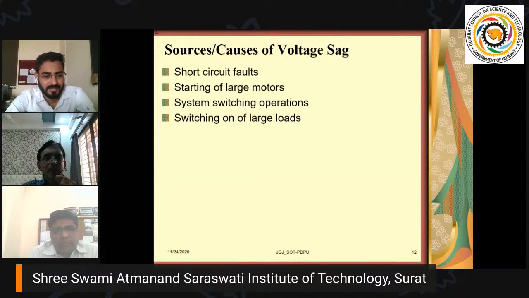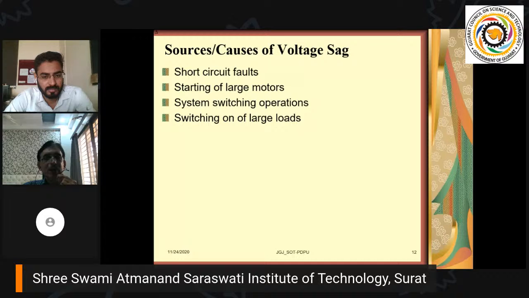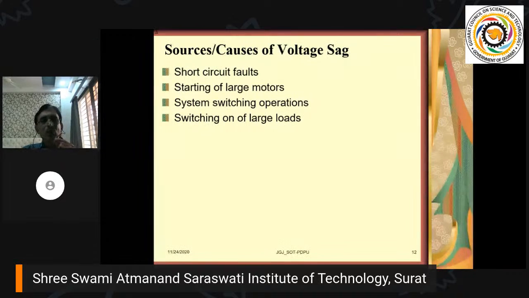You know that if any fault occurs, the voltage at the fault point will decrease, but the current will rise. Now the second source or cause of voltage sag: starting of large motors, then system switching operations, then switching on of large load. If we switch on a large load, then there would be a dip or sag in the supply voltage at the point of common coupling. So these are the sources or the causes of voltage sag.